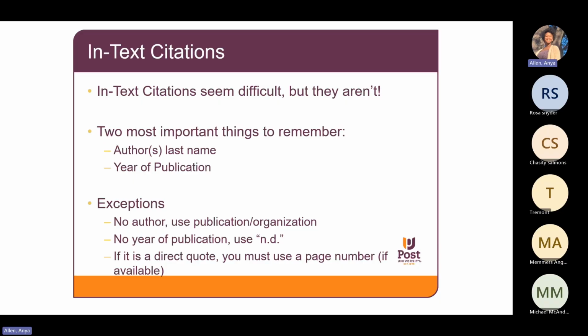So in-text citations, they might seem a little challenging, but they're not as hard as they seem. The two most important things that you want to remember are the author's last name and the year of publication. Of course, there are some exceptions to this. So when there is no author, you want to use the publication or the organization. And when there's no year of publication, you can use ND for no date. And if it's a direct quote, you must use a page number if it is available.